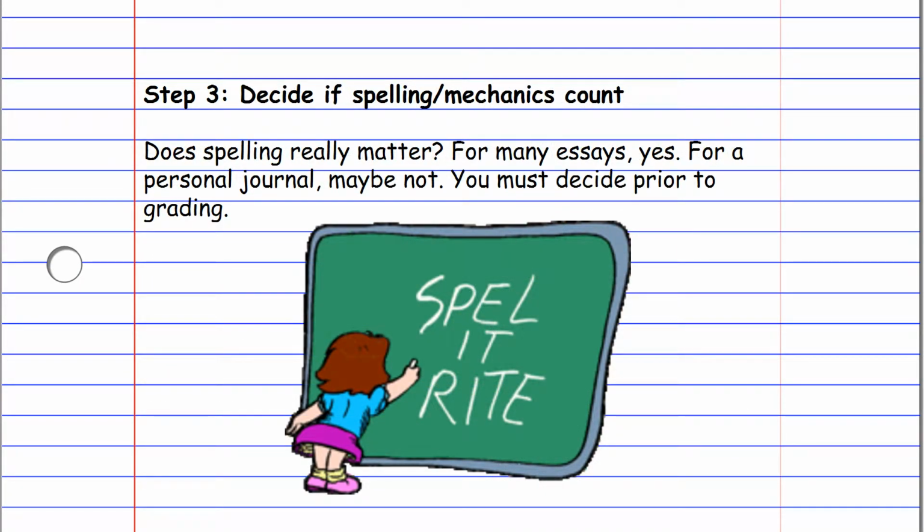Step 3 is to determine if spelling and mechanics counts. In many cases, you will want to see how well your students can compose a response using proper English. However, if the assignment is a personal journal log, you may choose not to count off for spelling. This is something you must decide before grading.